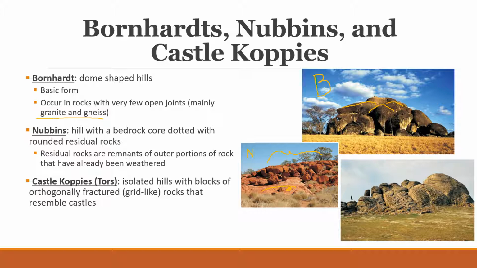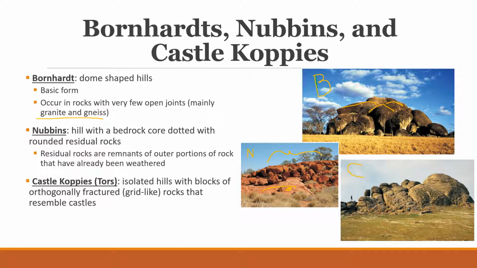Last, we have castle copies. These are also called tors. So I'll put C for castle copies. These are isolated hills with blocks of orthogonally fractured rocks that resemble castles. Orthogonally fractured means fractures that intersect at 90 degrees, so like a grid.